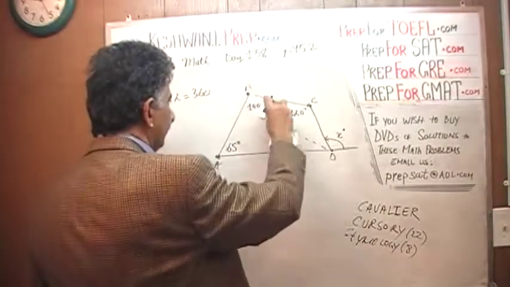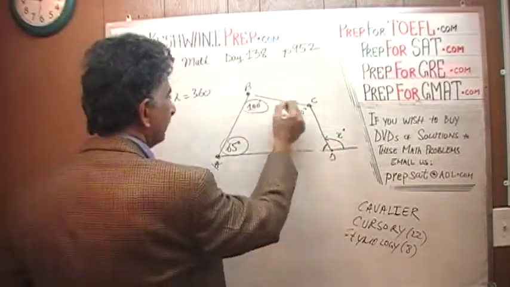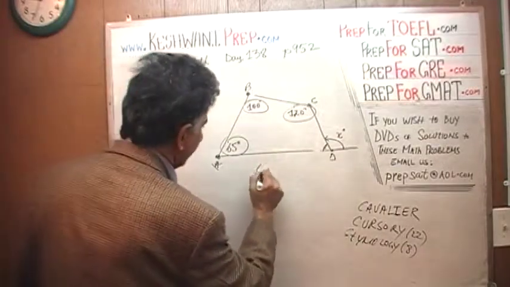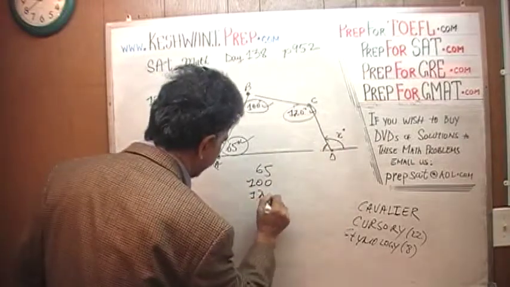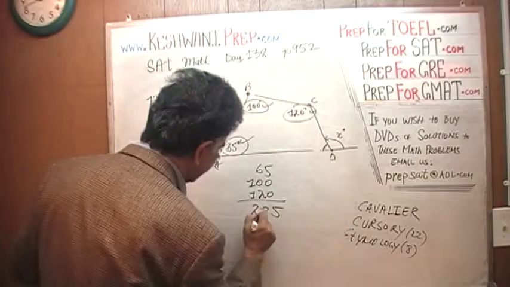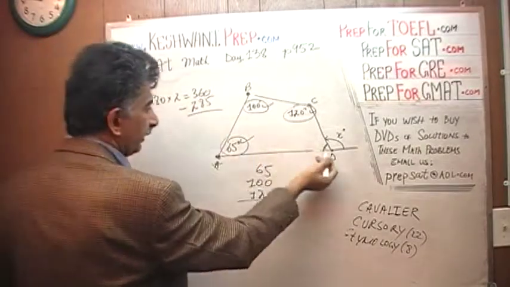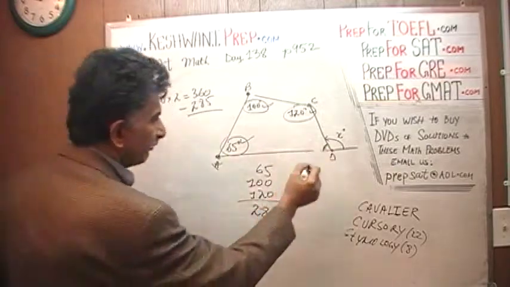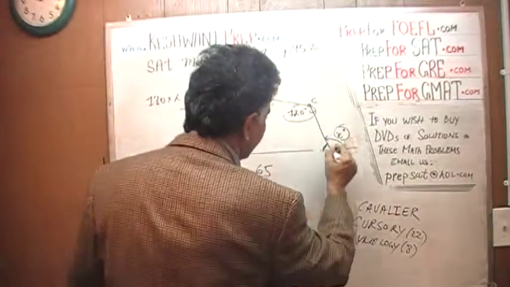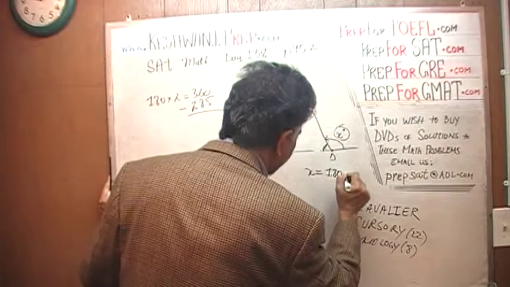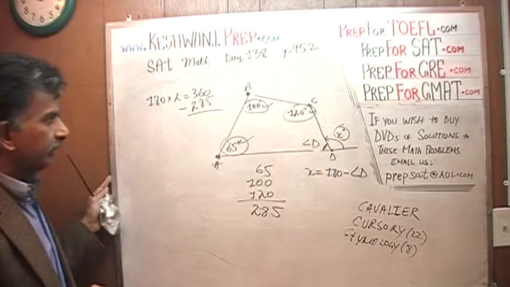Well, if it's 360, we can very easily figure out this missing angle because we know all the other three. So here we have 65, then 100, then 120. Let's add them up. Looks like 285. All we have to do is subtract 285 from 360, and that will give us our missing angle. Once we have it, we can figure out x, because a straight line makes 180 degrees. So x is just 180 minus angle D. I'm going to call this angle D, whatever it happens to be.